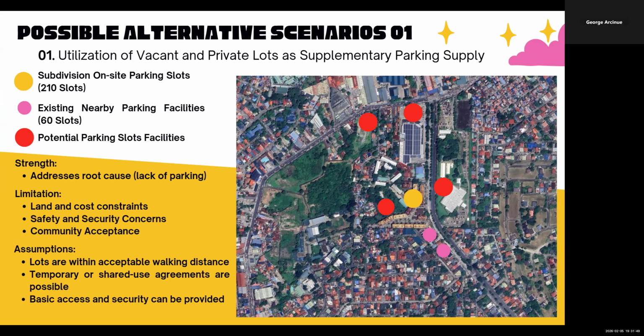For the second alternative scenario, we focus on an enforcement-based approach. Under this scenario, clear no parking zones are established, particularly along sidewalks and intersections. Enforcement is strengthened through increased ticketing and towing, supported by barangay level monitoring to ensure consistent implementation. The main strength of this approach is the ability to generate a quick behavioral response. Once enforcement becomes visible, or drivers can see enforcers in the area, motorists are more likely to avoid illegal parking in this area.